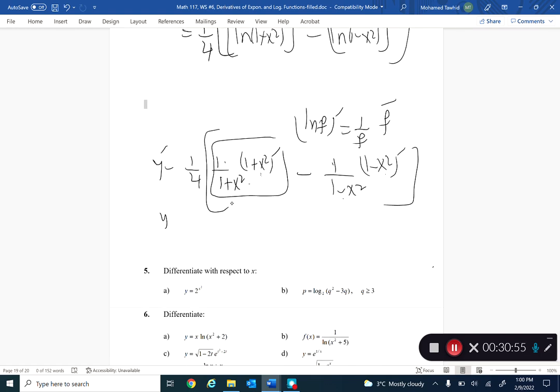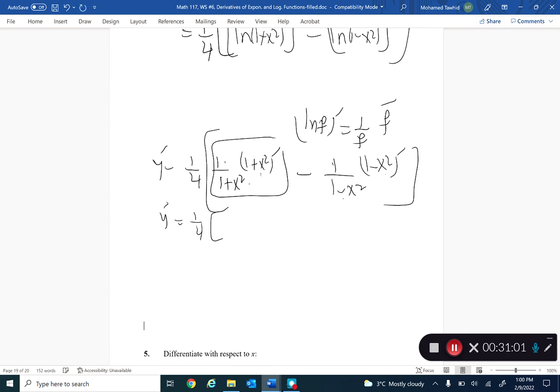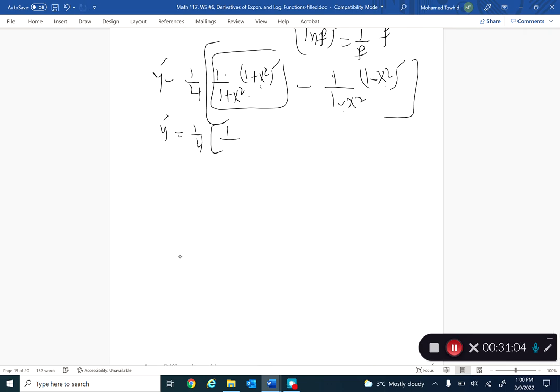So what is y prime? Y prime, 1 over 4, right? 1 over 4, and then, just to give room for myself, here 1 plus x squared. So now, what is the derivative of 1? What do you have in the middle? Plus, here, that's prime. Take the derivative of the first term, which is 1. What is 1 prime? 0. What is the derivative of x squared? You have 2x.